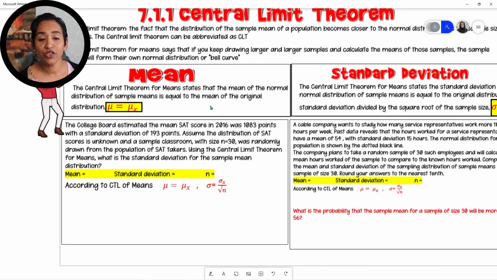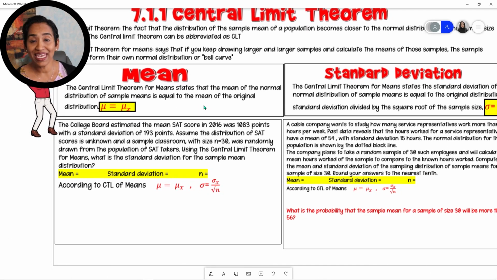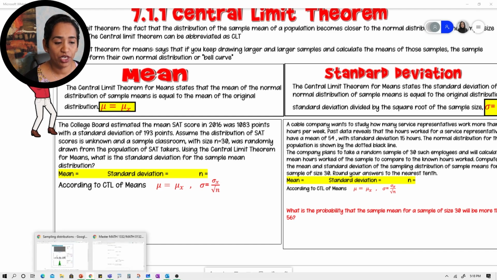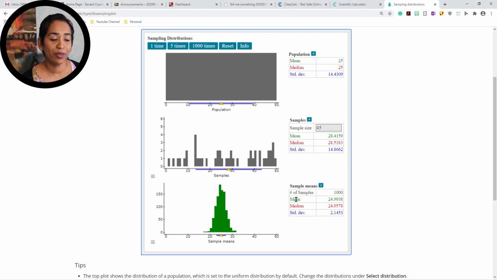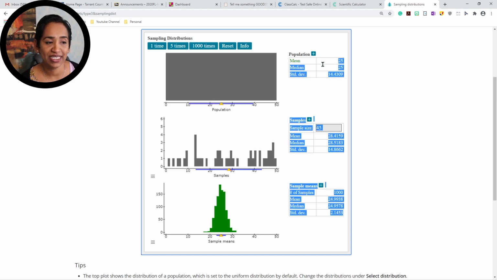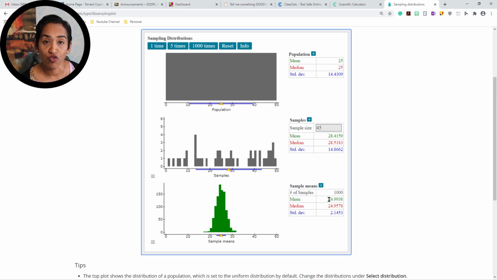According to the central limit theorem, the central limit theorem of mean states that the mean of the normal distribution of sample means is equal to the mean of the original distribution. What do I mean? I'm going to go back to the animation here. So the mean of the samples is equal to the mean of the distribution itself. So you see I have 25 right here and I have 25 right here.